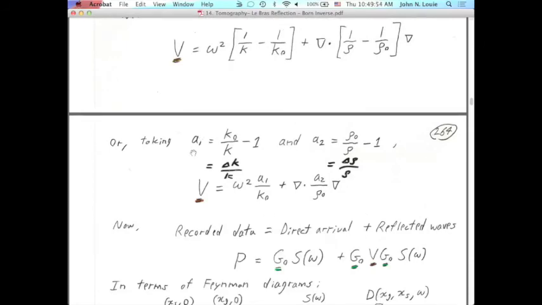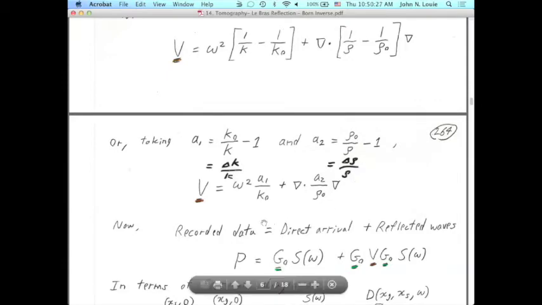Now, let's build a model of the scattering potential. We'll have two model parameters, and we'll just call them a1 and a2. This is what LeBrosse and Clayton do. You take k naught over k, the total k, minus one. That's a1. a2 is going to be rho naught over rho minus one. So really, a1 is delta k over k, and a2 is delta rho over rho.